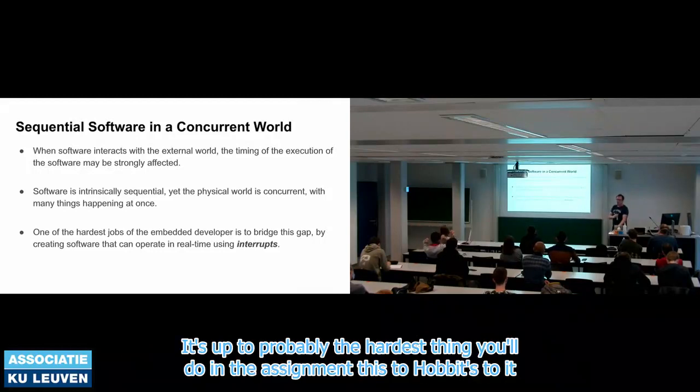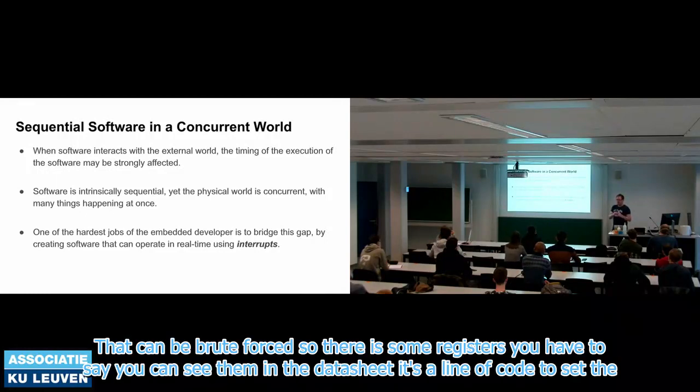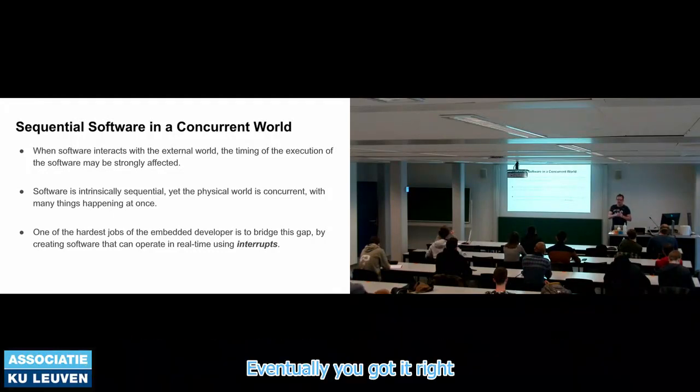Interrupts are probably the hardest thing you'll do in the assignment. There's two hard bits to it. So one bit is just getting the sleep modes right. That can be brute forced. There are some registers you have to set. You can see them in the data sheet. It's a line of code to set them. Eventually, you get it right.